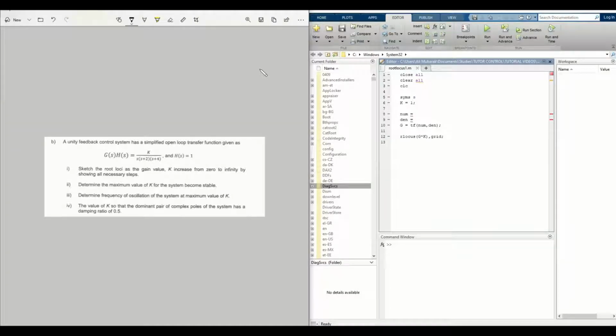Hi guys, so today we are going to solve a root locus problem. The question has given us a simplified open loop transfer function, which is this, and a unity feedback control system, which is this. So we can draw the block diagram as this. So this is the open loop transfer function with a unity feedback control.